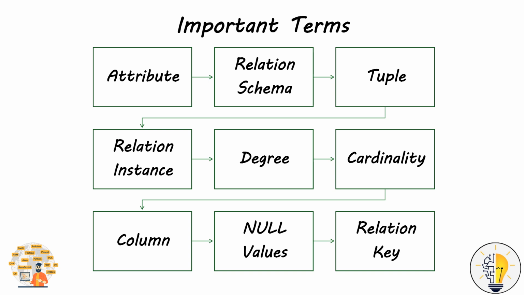Relational schema is nothing but defining the structure of the relation, and it also represents the name of the relation. For example, if you are using a student database, roll number, name, phone number, age, all those are nothing but the relational schema for a student.